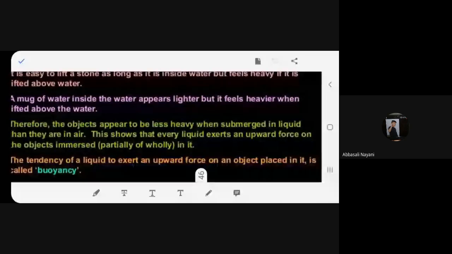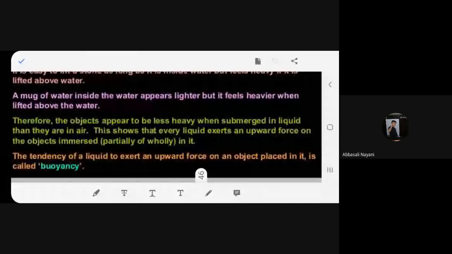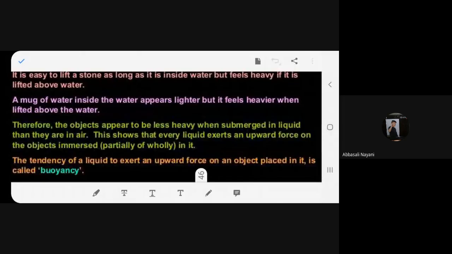Therefore, the objects appear to be less heavy when submerged in liquid than they are in air. This shows that every liquid exerts an upward force on the object immersed in it. The tendency of a liquid to exert an upward force on an object placed in it is called buoyancy.